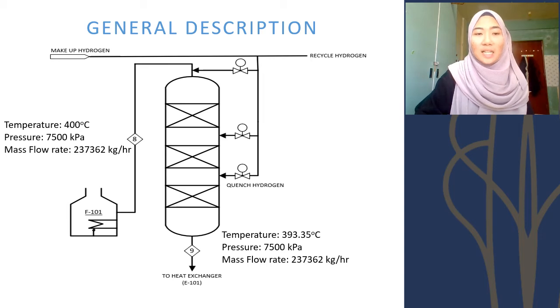As we can see, the inlet and outlet streams of the reactor 101 are obtained from the HYSYS simulation software, which gives the temperature of 400 degrees Celsius and pressure of 7,500 kPa as the inlet, and the outlet will be 393.35 degrees Celsius with the same pressure of 7,500 kilopascal.